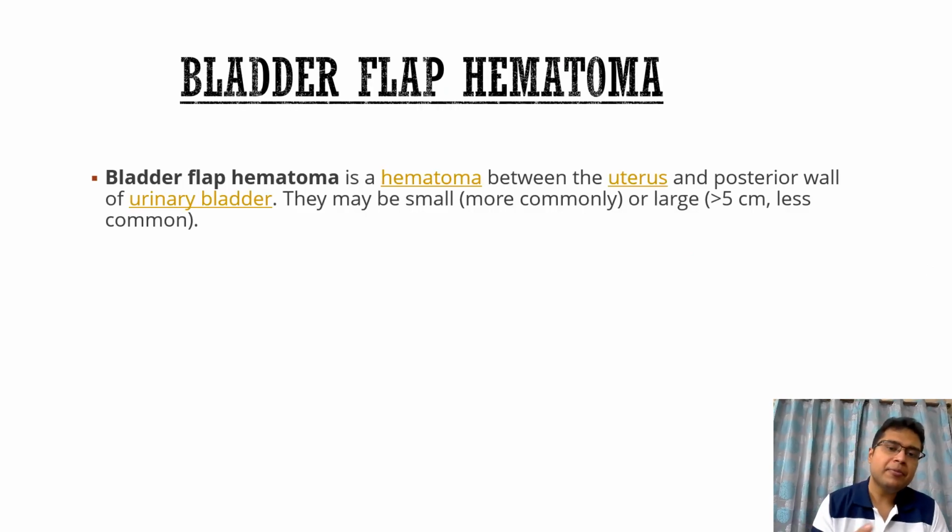So bladder flap hematoma is a hematoma between the uterus and the posterior wall of the urinary bladder, and it is usually small. It is physiological if it is less than 5 centimeters post surgery, and more than 5 centimeters is actually pathological. I have discussed this in detail in my lecture on fourth trimester scan. It's there in Conference Spotters part 1.